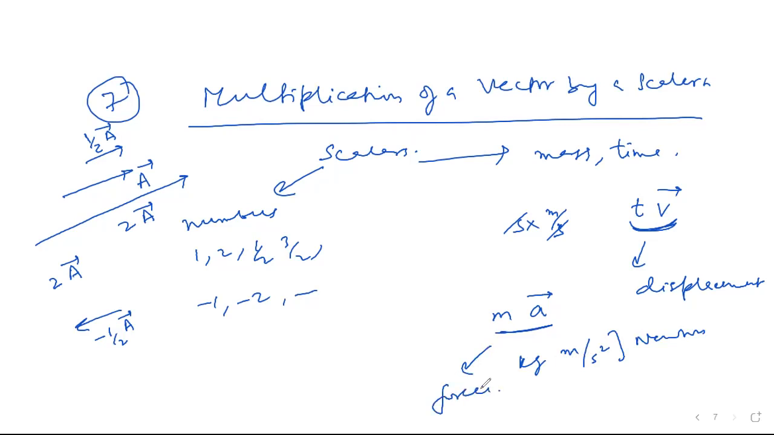So I hope you got it. When you multiply a vector by a scalar, you get a vector. If these scalars are just numbers, nature of the vector remains unchanged. If these scalars have units, nature of the vector gets changed. If the scalar is positive, the resultant vector is in the same direction. If the scalar is negative, the vector reverses the direction, and the magnitude of the vector is scaled by the magnitude of the scalar, right?